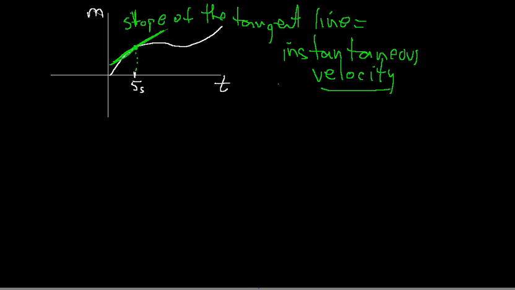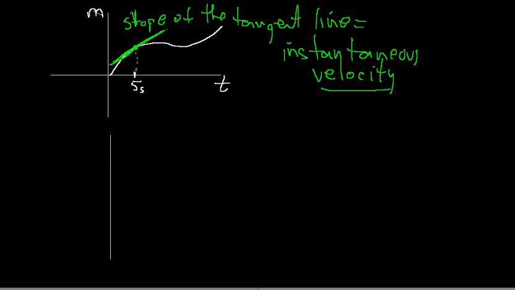I don't think you're going to have to know how to calculate that, but you are going to have to know that the slope of the tangent line to a position versus time curve is going to give you the instantaneous velocity. This is true.